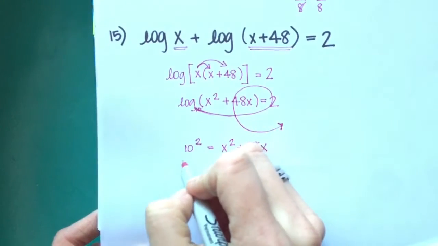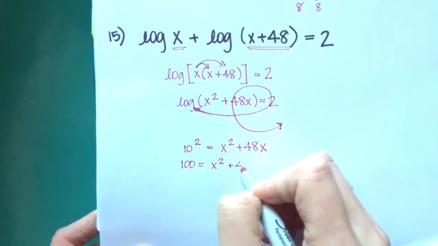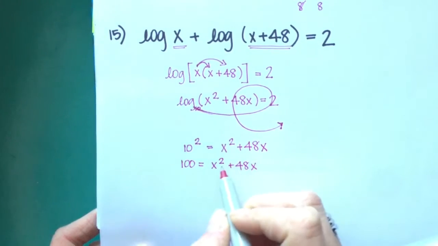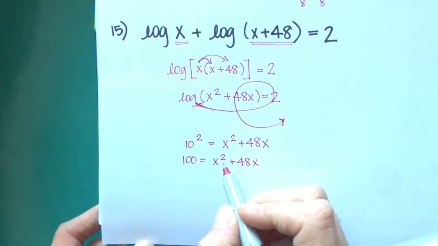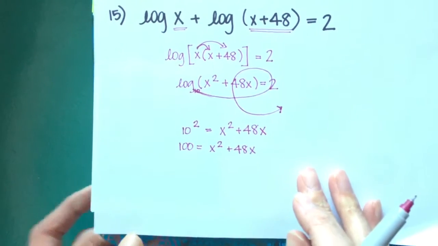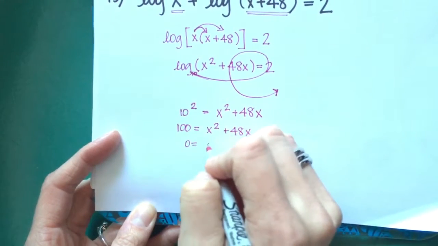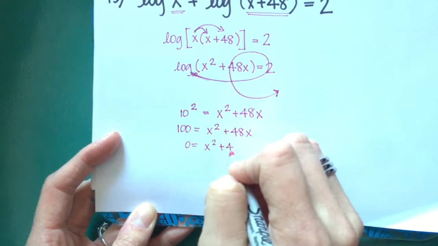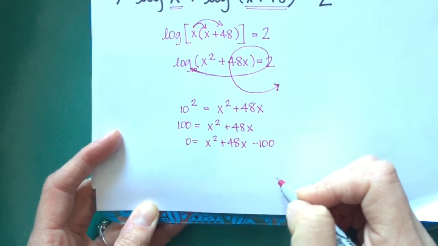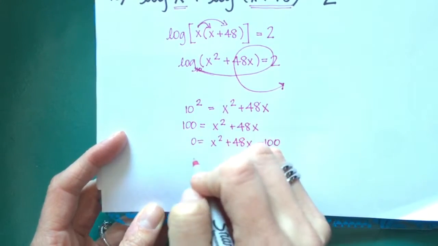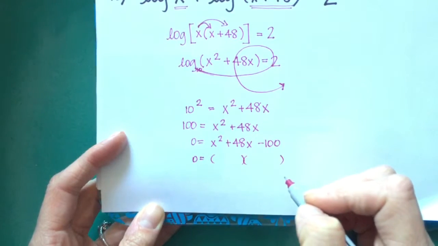10 squared is 100. And now we have an x squared. It's a quadratic, which I know is all of your favorite kind of equation to solve. In order to solve a quadratic, you need to have it equal to 0, so I'm going to subtract 100 from both sides. And you can now fall back on your flip chart. If you would rather use the quadratic formula, you can. I'm going to factor because it's faster for me.